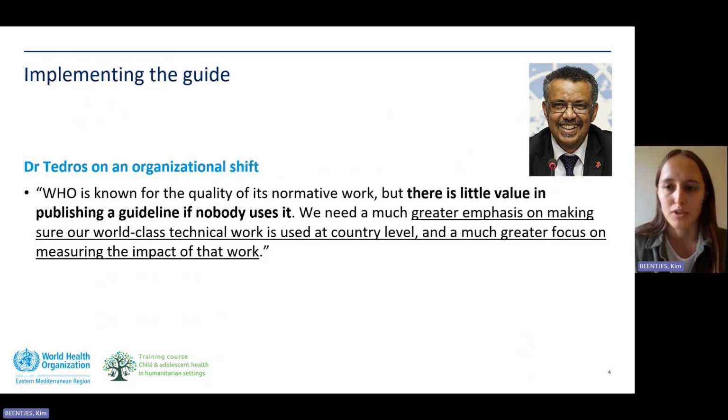It's very important for us to do these kind of trainings because the WHO produces a lot of technical guidance, but for us it's also very important to implement this guide in the countries in our region.